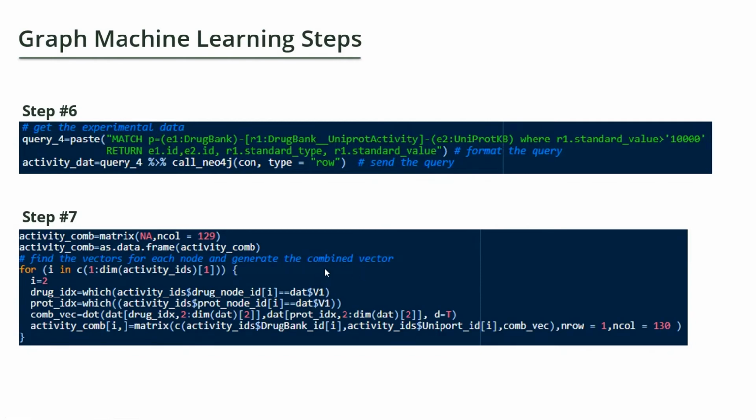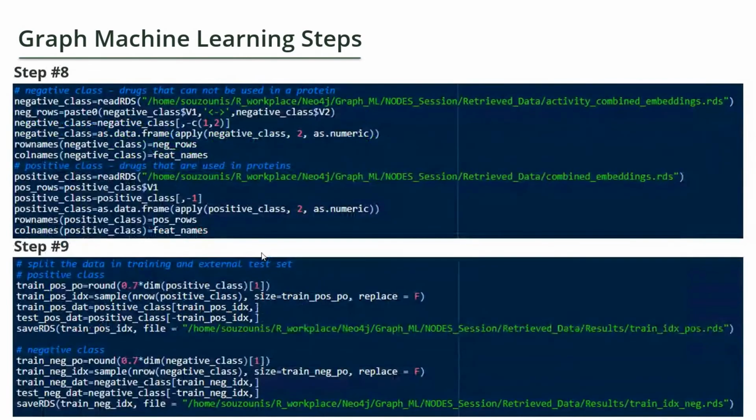Then we use the retrieved data in order to find again the feature vectors that we have previously imported. So this is the eighth step where we proceed to the machine learning pipeline. Here we see how we format the negative class, which represents the drugs that cannot be used in a protein, and the positive class, which are the drugs that are used in a protein.